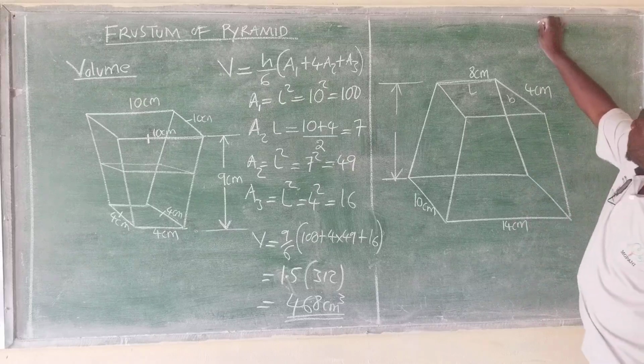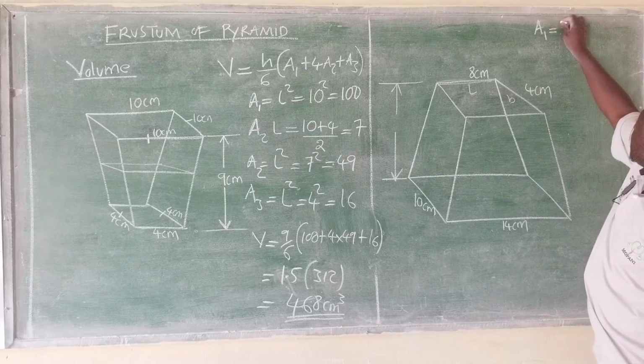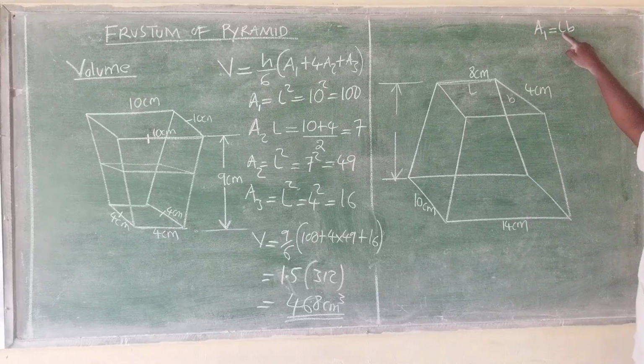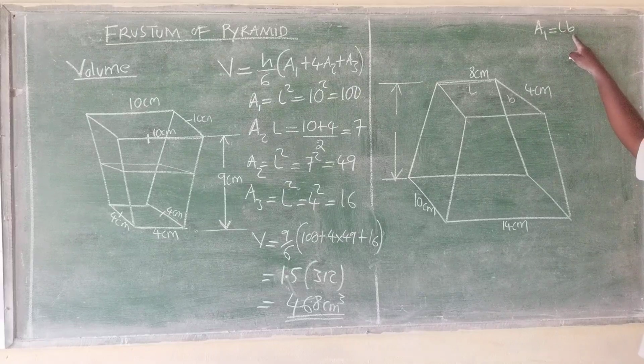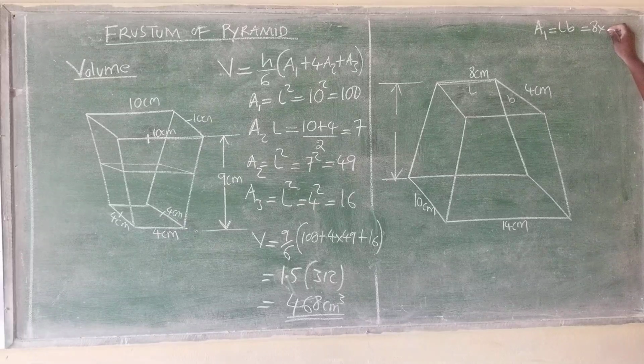So now we are going to say area 1. Here we are dealing with a rectangle, and the area of a rectangle is LB. Are we together? So area 1 will be 8 by 4. What's the answer? 32. Okay?